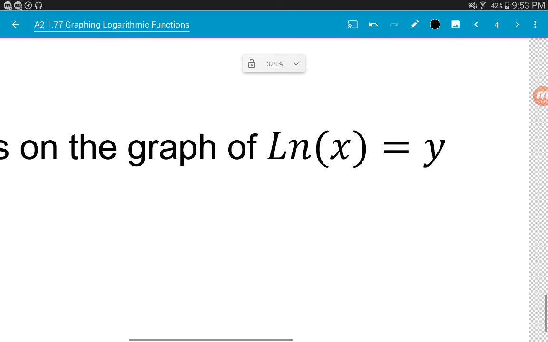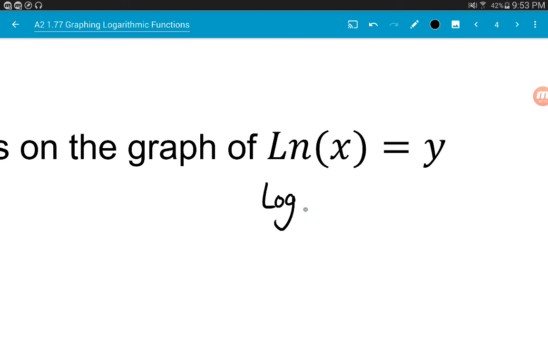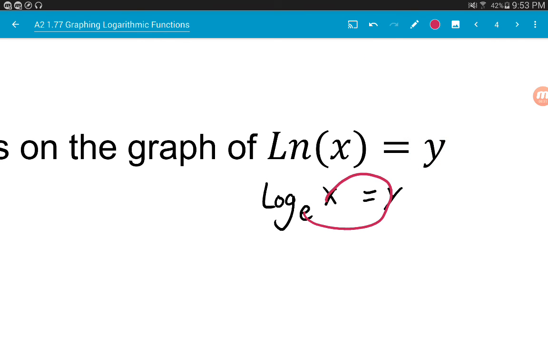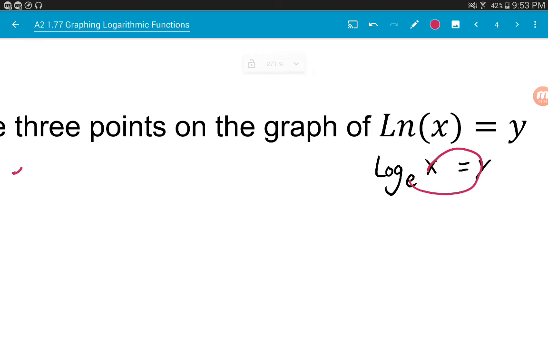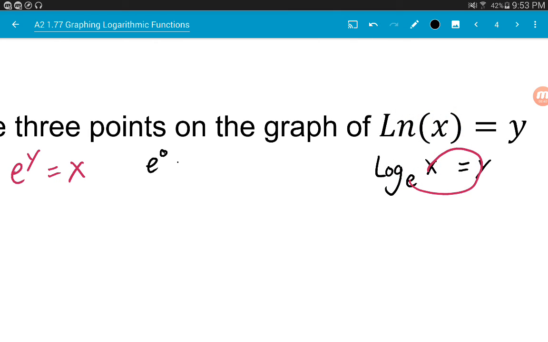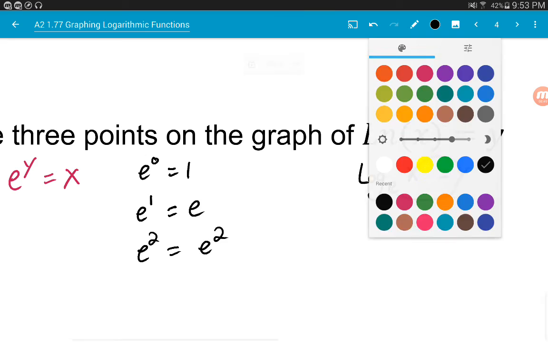Number 7 is interesting. We did this in class as well, because we said that log of e is what ln is actually equal to. So this is log base e of x is equal to y. When I swoop it, e to the y equals x. We plug in some values. E to the 0 equals 1. E to the 1 equals e. And e squared is equal to, well, I can't simplify that, so we'll just leave it as e squared.